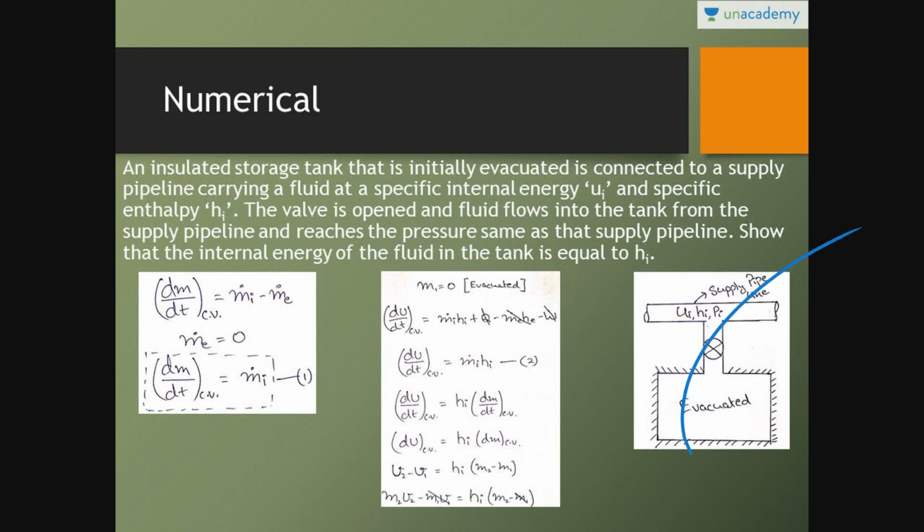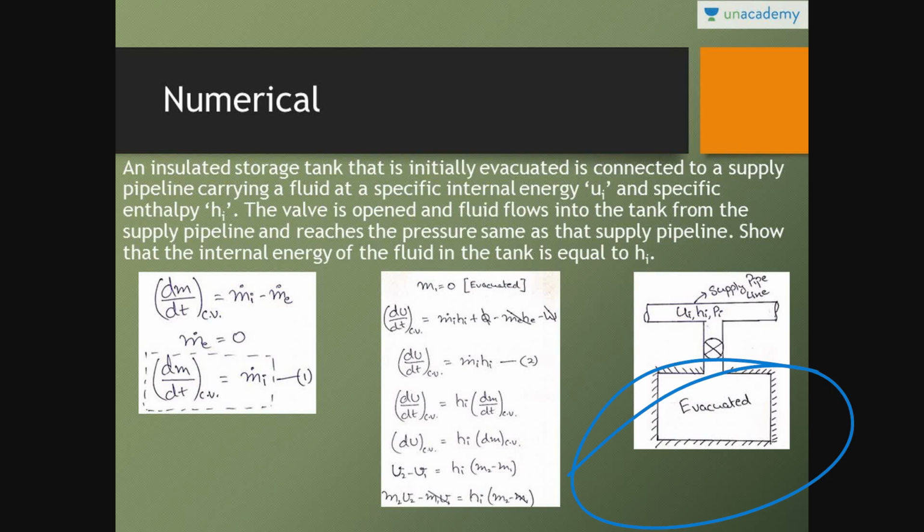The valve is open and the fluid flows into the tank from the supply pipeline and reaches the pressure same as that of the supply pipeline. The pressure in the supply pipeline is Pi. The pressure in the tank also reaches that of the supply pipeline. Show that the internal energy of fluid in the tank is equal to Hi. We have to prove that the internal energy of the fluid in the tank is equal to Hi.